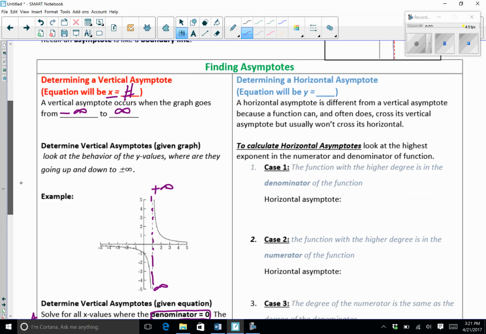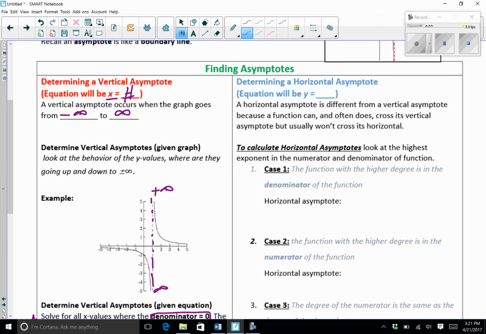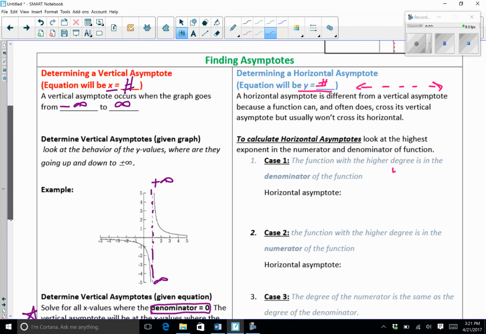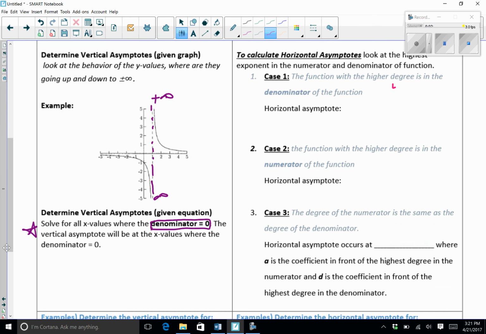So if you look on the right-hand side, here are steps for determining horizontal asymptotes. This is always y is equal to a number for the equation of the line. A horizontal asymptote is one that looks horizontally. So it's going to be something that looks like that and bounds the graph from going up and down. There are three cases that you have to consider in order to figure out the horizontal asymptote.